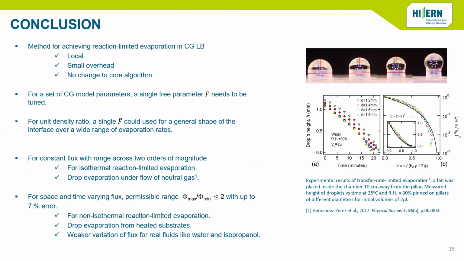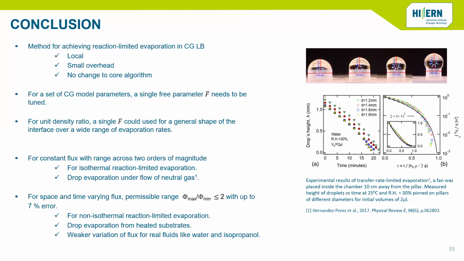I proposed a way to do reaction-limited evaporation. To my knowledge, this is the only formal way of doing this. This method is local, does not have any computational overhead because the color gradient is already there, doesn't make any change to the core algorithm, and should work for other color gradient variants. And I say for a set of CG model parameters, a single parameter needs to be tuned so that you can now have accurate results.